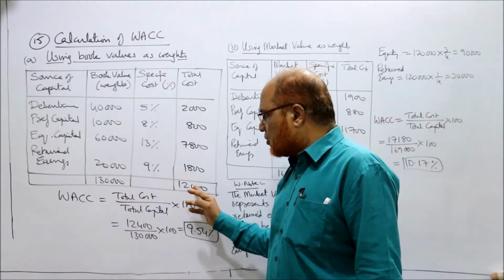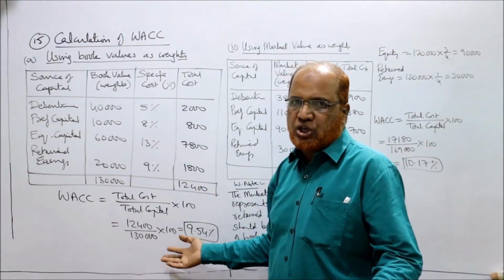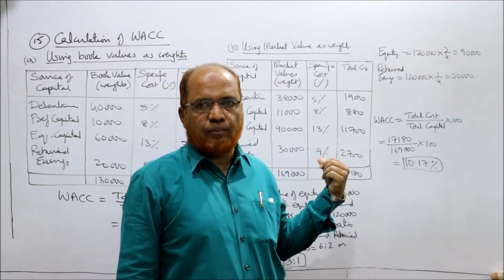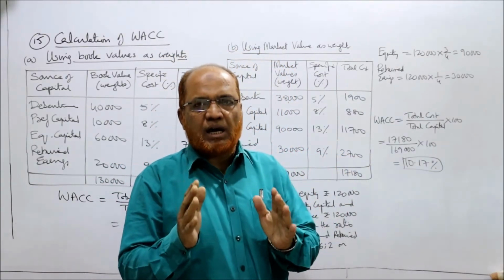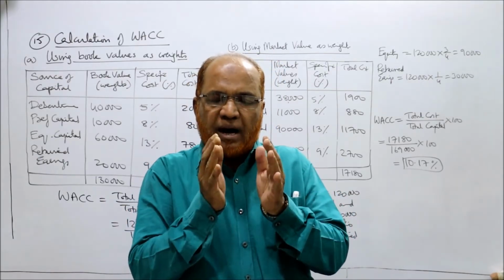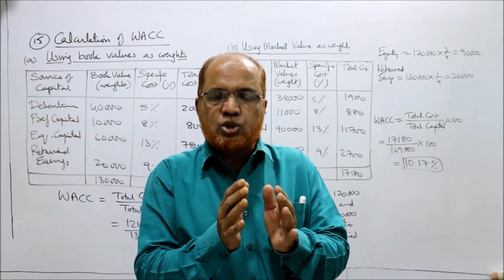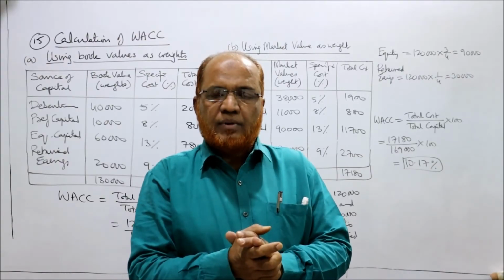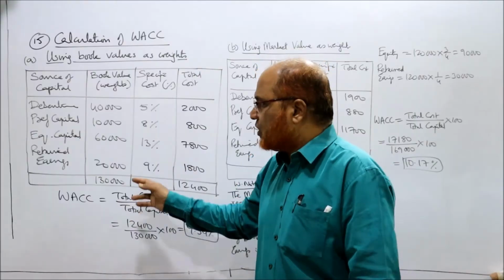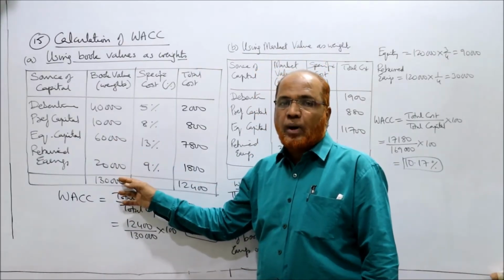Then WACC is equal to total cost by total capital into 100. Finished. The only thing you have to remember is, in case of market value, the market value of retained earnings will not be given. So what you have to do is divide the market value of equity between equity and retained earnings in the book value ratios.